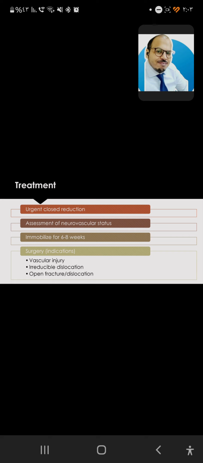Immobilize after the urgent closed reduction and surgery later on for ligament reconstructions. Also, immediate surgery can be done in cases of vascular injury, irreducible dislocation, and open fractures or dislocations.